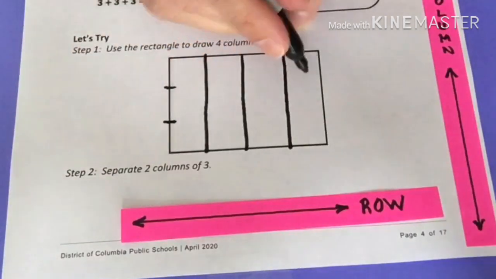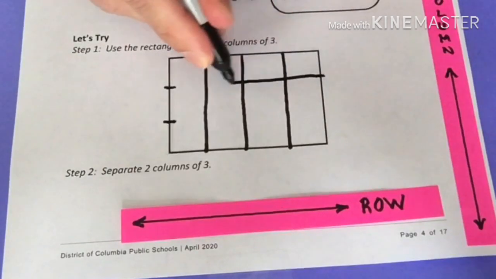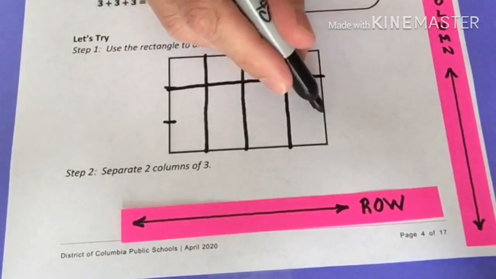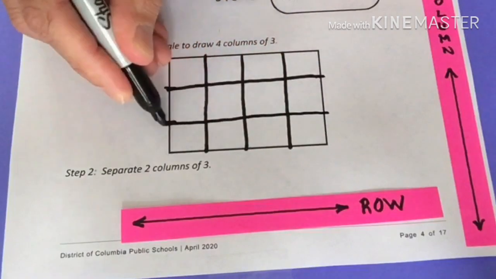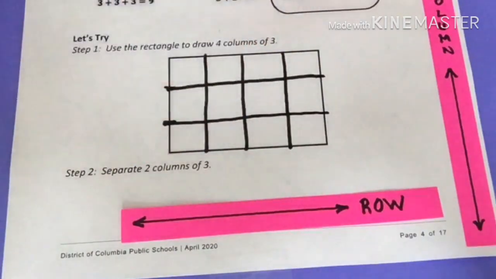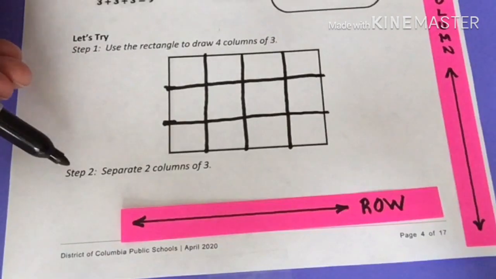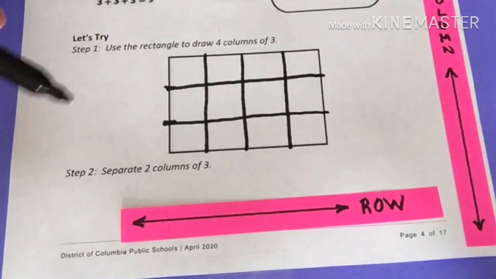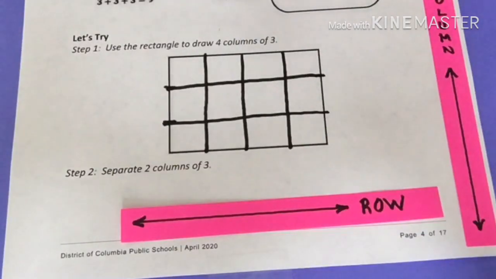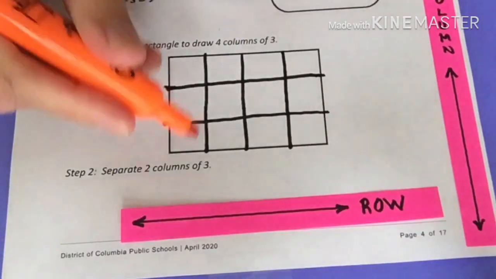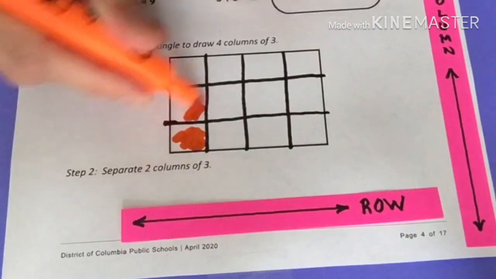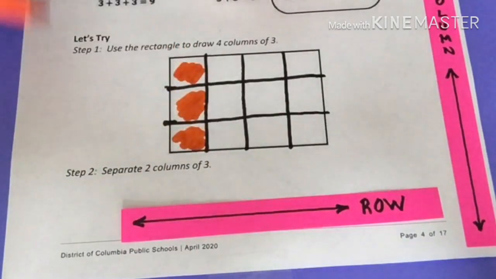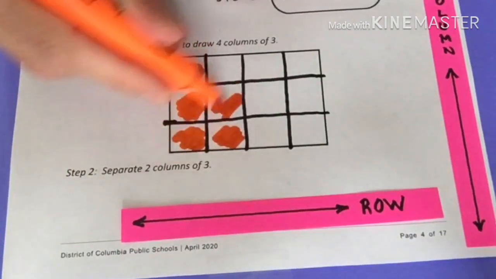So let's do that. This is row 1 and rows 2 and 3. So we have the array. Step 2 says separate 2 columns of 3. So we're gonna do that. I'm gonna separate column 1 and column 2.